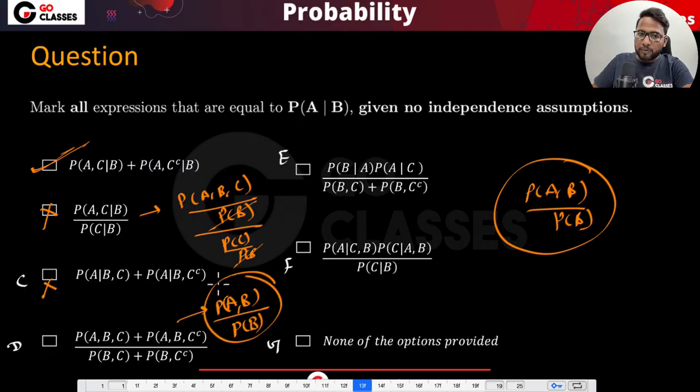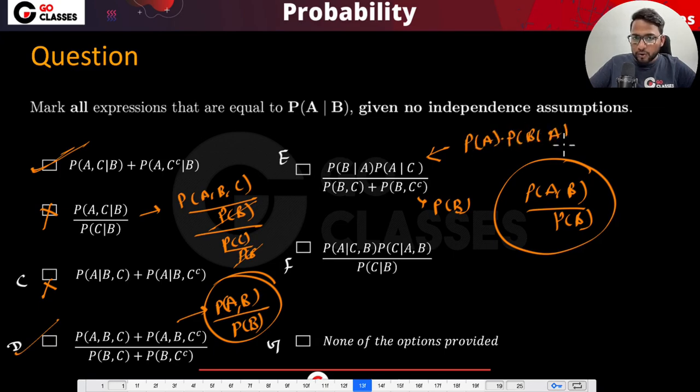Yeah, so probability of AB upon probability of B. Yes, that is also true, right? What about E? So this thing is probability of B. Is this thing probability of AB? I don't think so, right? This is clearly not probability of AB. See, probability of AB is probability of A into probability of B given A. But here you have probability of A given C. I mean this term and this term are not matching, even though this term and this term are matching, right? So that is why you will say this is not true.